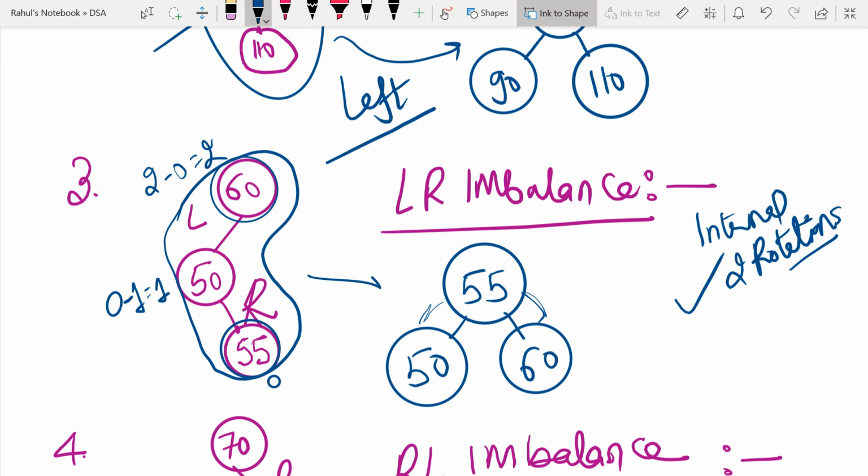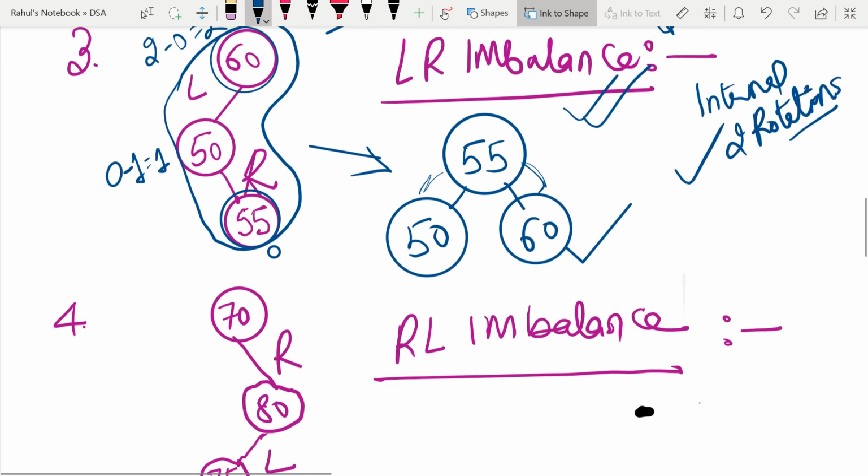So this is the LR imbalance resolution from the rotation technique, right? Whenever in construction of an AVL tree you find the condition of LR imbalance, you have to apply this internal rotation technique and make the child node the parent node, with the lower node than the parent on the left subtree and the greater node than the parent on the right subtree. So this is the resolution of the LR imbalance.